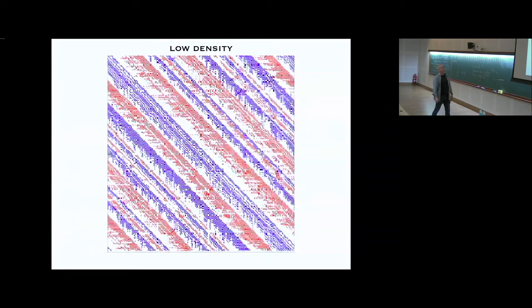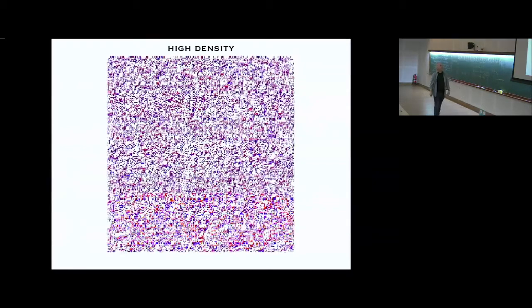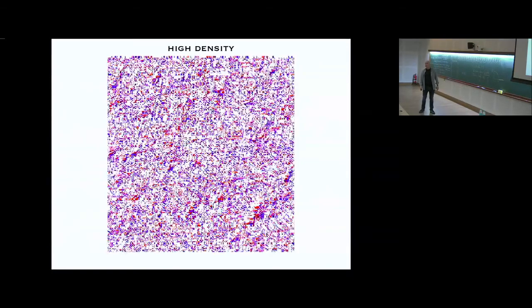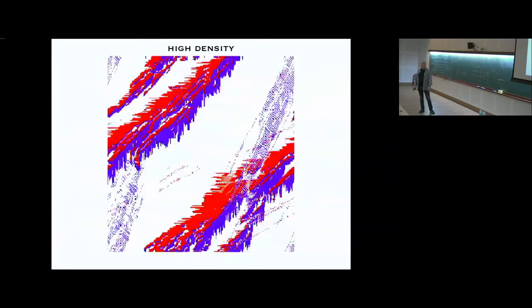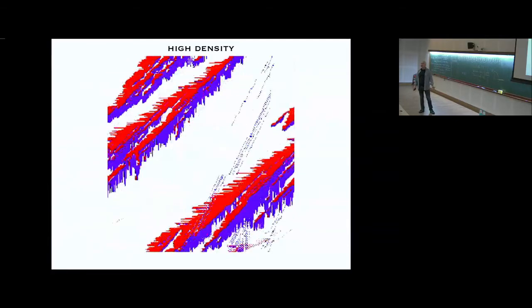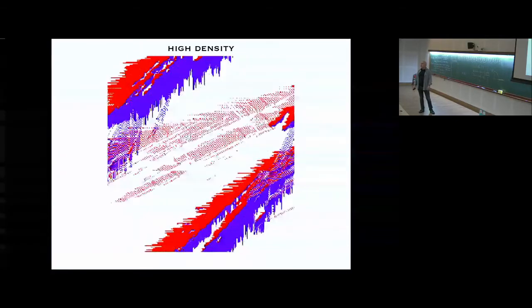High density. That's what happens. It just gets stuck. So it's a jamming transition, if you like.